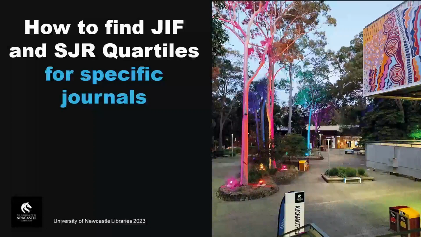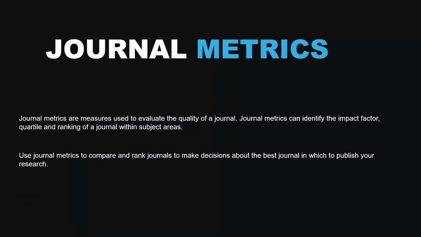In this video, you'll learn how to find the journal impact factor and Scimago Journal Rank quartiles for specific journals. Firstly, journal metrics are measures used to evaluate the quality of a journal. Journal metrics can identify the impact factor, quartile, and ranking of a journal within subject areas.